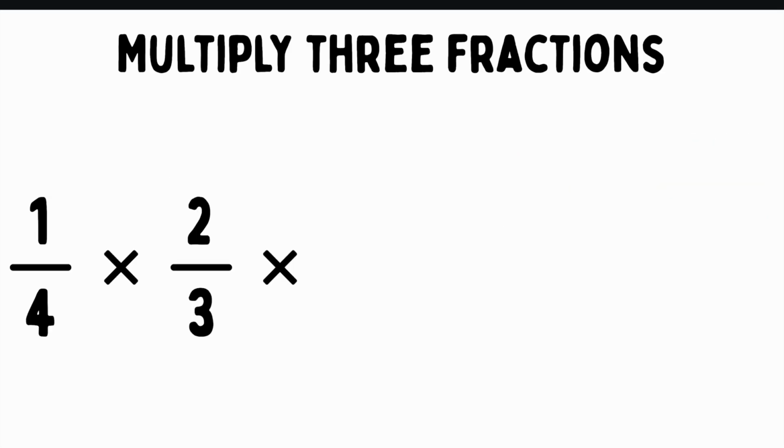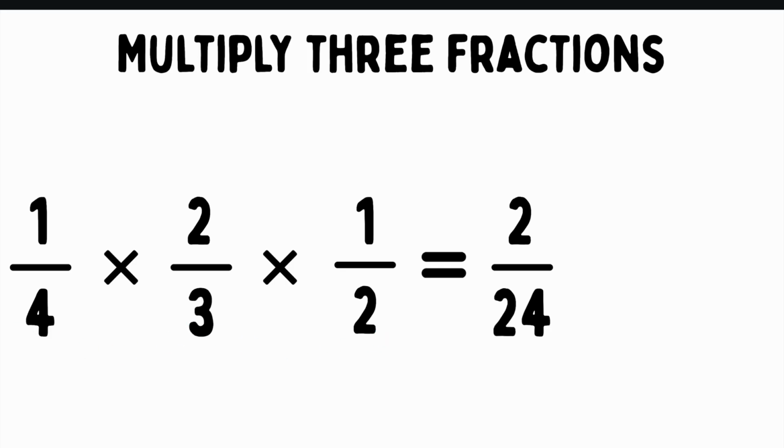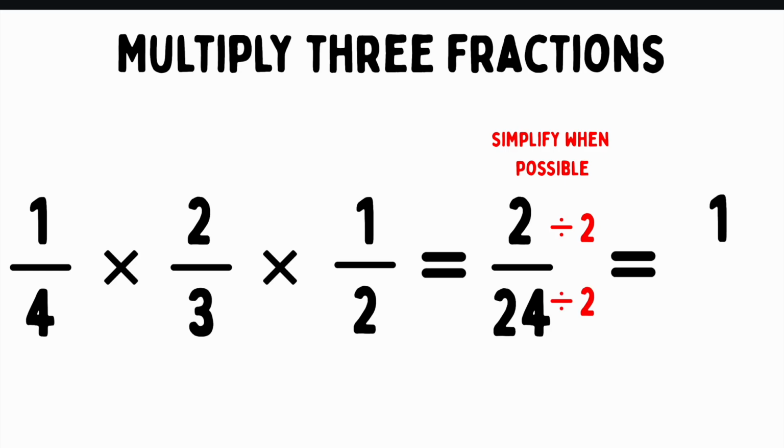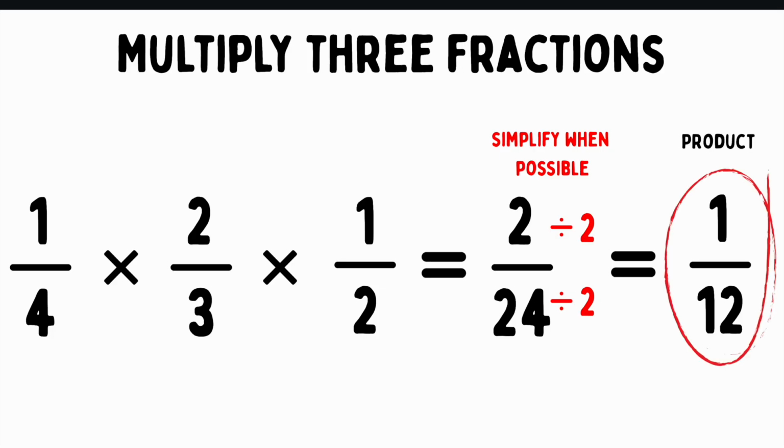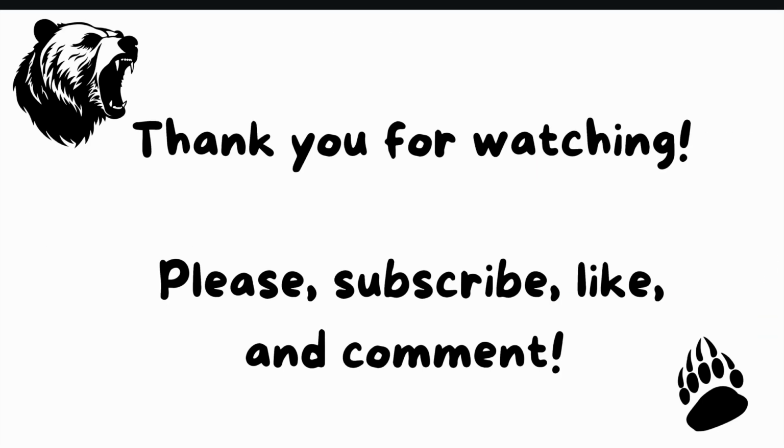1/4 times 2/3 times 1/2. Let's multiply the numerators. 1 times 2 is 2, and 2 times 1 is 2. 4 times 3 is 12, and 12 times 2 is 24. I notice that we can simplify by dividing by 2. 2 divided by 2 is 1, and 24 divided by 2 is 12. The product is 1/12.